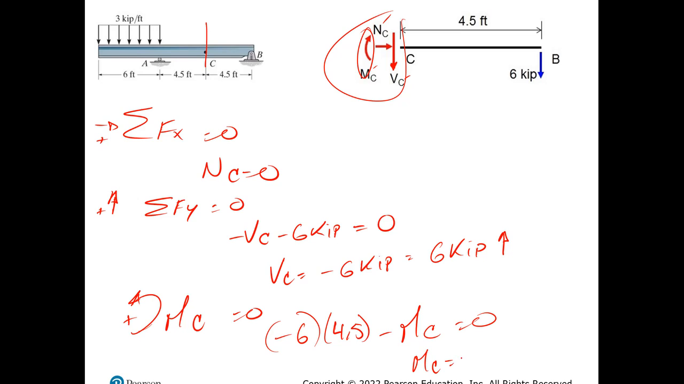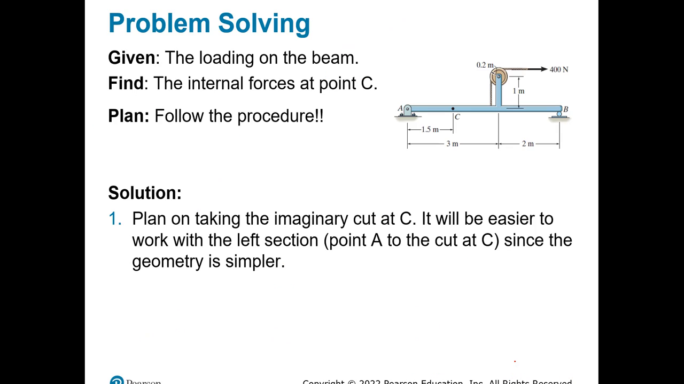So this is MC, and that equals 0. MC will be equal to minus 27, or if you want to do it differently, you can say that it's 27 and the direction is clockwise. And that's it. With that, you will solve and get your internal forces. Now you just did what was asked of you to do, and you can move on with the exercise.